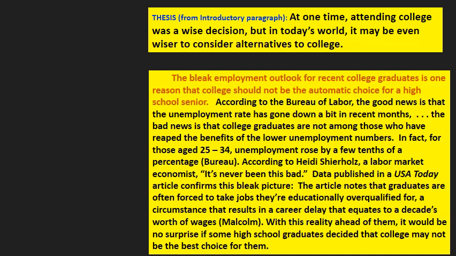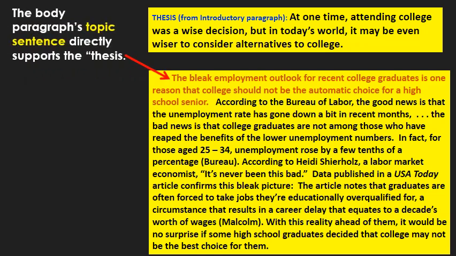As you can see from the body paragraph, it starts with a sentence that directly supports the thesis sentence. So the thesis is that it might be wiser to consider alternatives to college, and the topic sentence of this body paragraph is presenting a reason to support that thesis, and that is the bleak employment outlook for recent college graduates. So you always want to make sure that your topic sentence, the first sentence or two of your body paragraph, directly supports the thesis sentence of your essay.